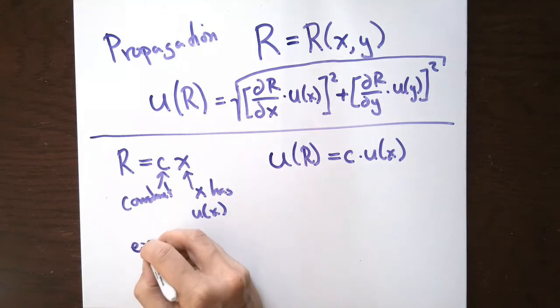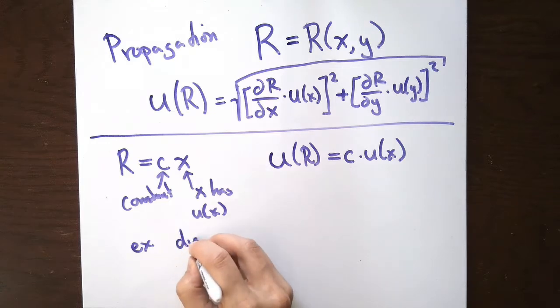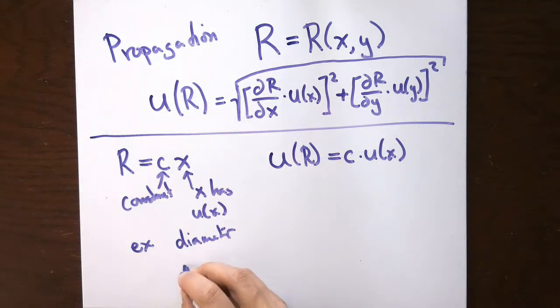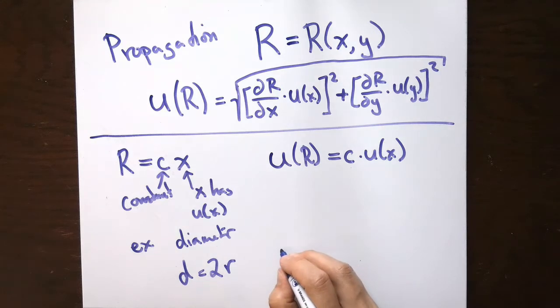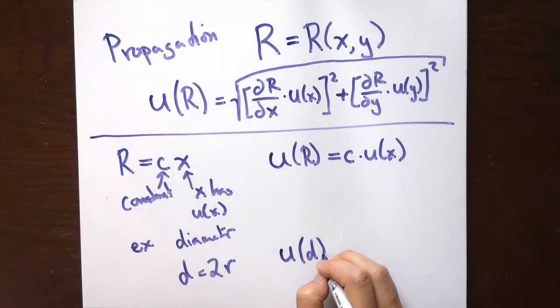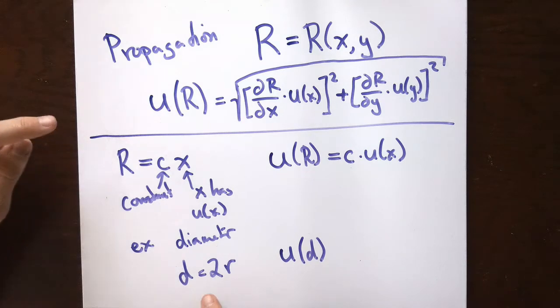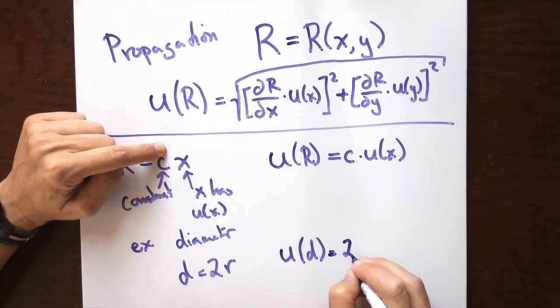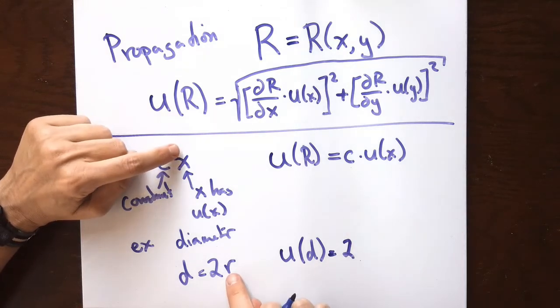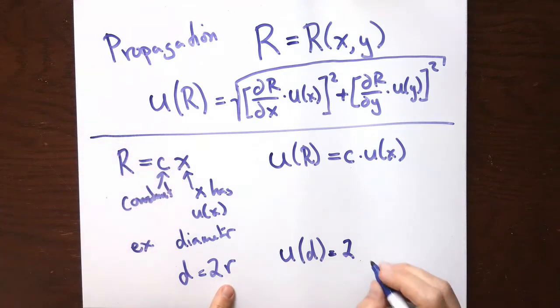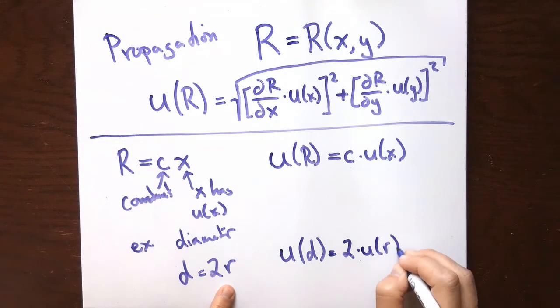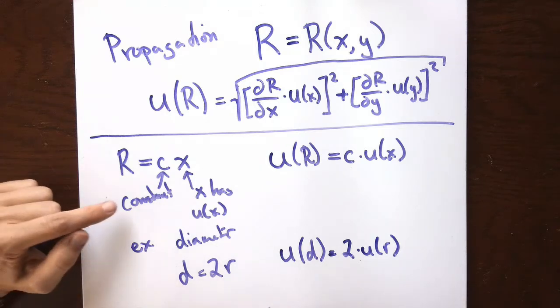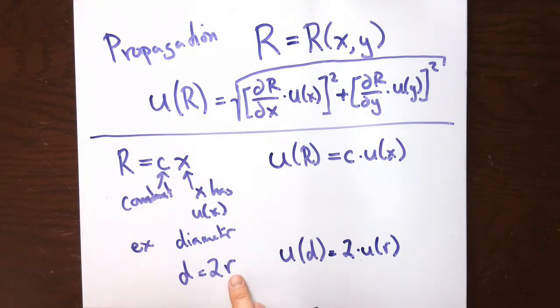An example might be if you're finding diameter. And diameter is 2 times the radius. And so if you happen to know what the uncertainty of the radius is, then you can find the uncertainty of the diameter. The uncertainty of the diameter, so that's our R, 2 is the constant, so the uncertainty of the diameter would have 2, and then it would be times whatever this thing is that has uncertainty. So in our case, that is times the uncertainty of r. So this is how you would find the uncertainty if you were calculating the diameter from a radius that had some uncertainty.